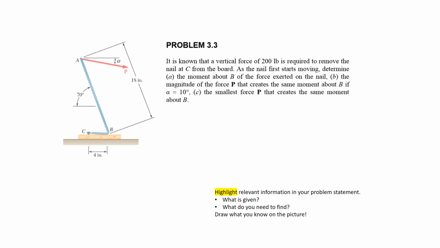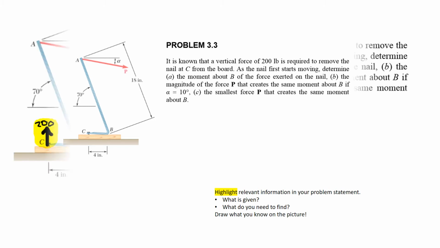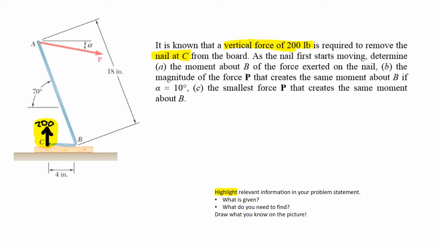One thing to do is to read through your problem statement with a highlighter in your hand. Print it out so you don't have to copy it by hand, and then just start highlighting all of the pertinent information. And then once you highlight the numbers on here, draw what's happening on the picture itself. So this is the first steps in creating a free body diagram. So we have a vertical force. Vertical means straight up and down at the nail at C.